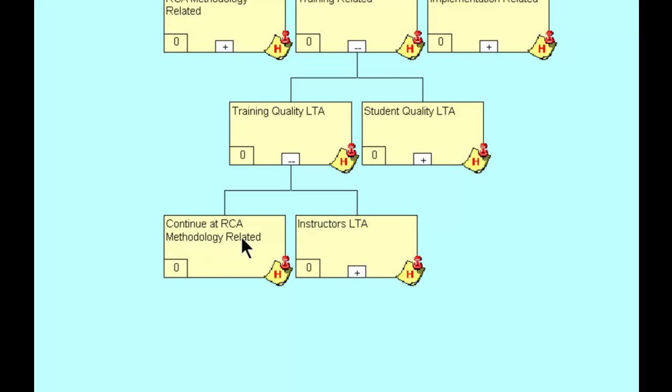I could have a good methodology and my training quality be poor, or I could have a not so sound methodology and I be teaching it the way that they told me, but it's still a less than adequate methodology.